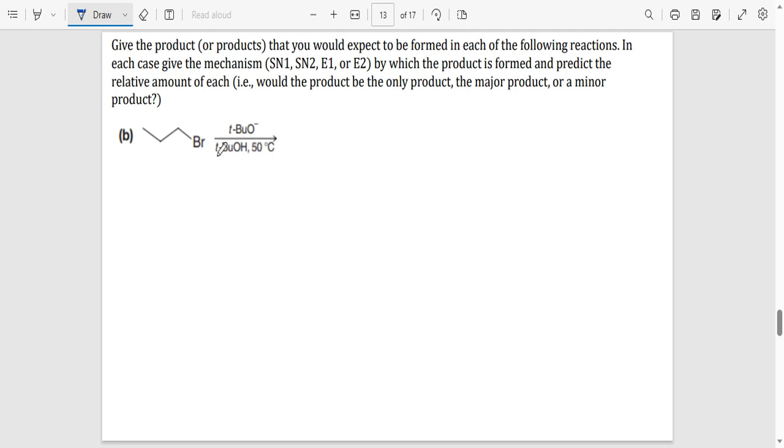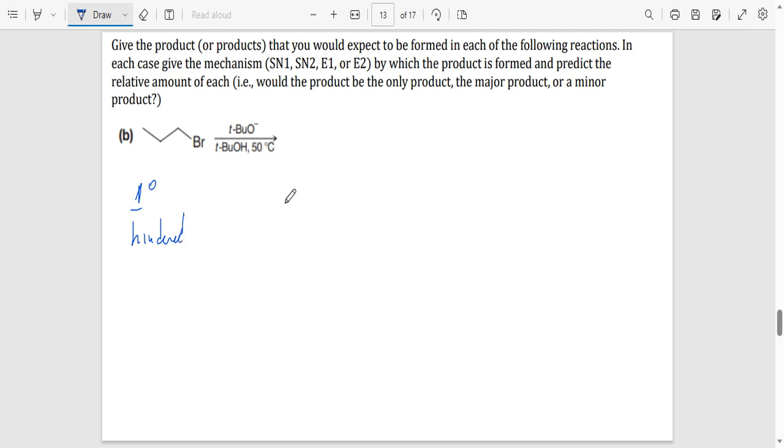Now, in this one, what are we using? We're using a butoxide. So let's identify what we have, starting with the substrate. The substrate we have here is a primary substrate, and the base that we have is hindered. We can see it is butoxide. It is a very hindered base.